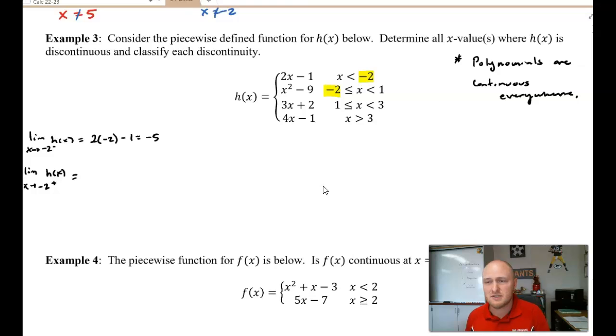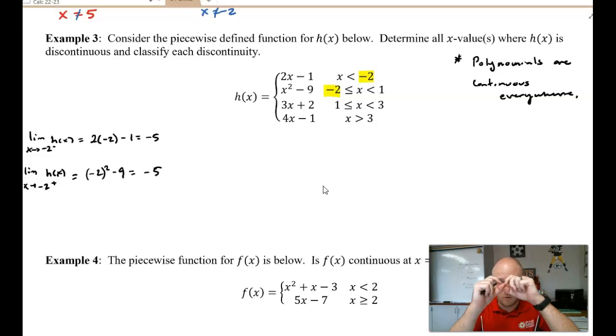I'm going to use that right piece, x squared minus 9. Well, okay, I can plug in -2 here: -2 squared minus 9. That's 4, take away 9, that's -5. Hey, they touch. Okay, so I know I don't have a jump discontinuity. They touch. All right, but we still have to watch out for holes, don't we? I could have a hole, right?